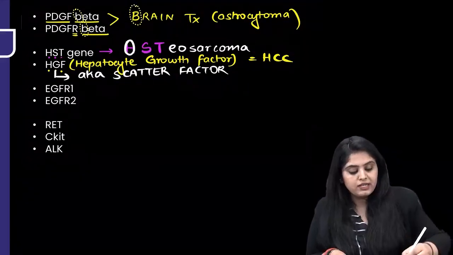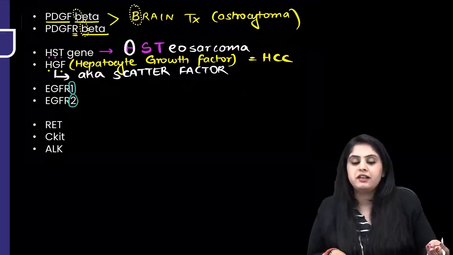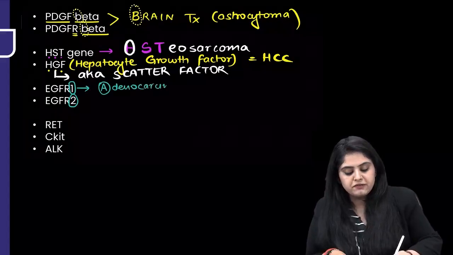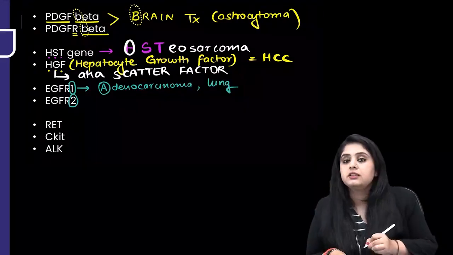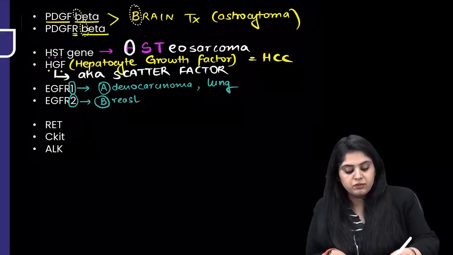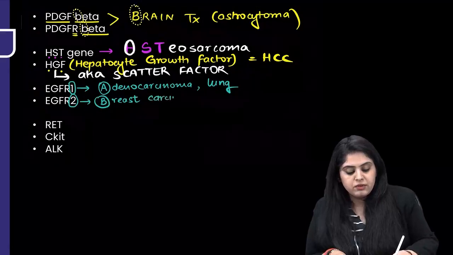Next, EGFR1 and EGFR2. So देखो, EGFR1 and 2. 1 is alphabet A, 2 is alphabet B. How simple? A wala is going to cause adenocarcinoma lungs. So EGFR1 mutation results in adenocarcinoma lung. EGFR2, 2 is which alphabet? B. This mutation is going to result in breast carcinoma.